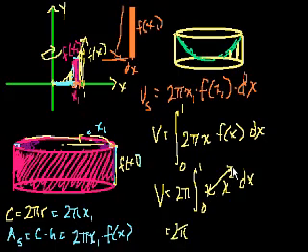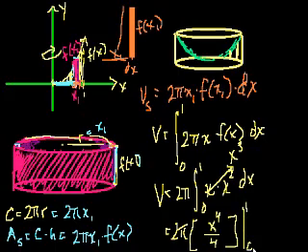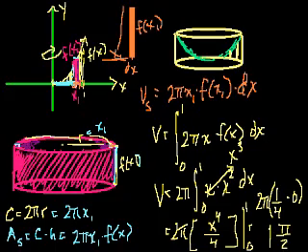This is just x to the third, right? So it's going to be 2 pi times the antiderivative of x to the third. Well, that's x to the fourth over 4, evaluated at 1 minus evaluated at 0. Well, that equals 2 pi times, well, 1 to the fourth is 1, so 1/4, and then minus 0. So it's 2 pi times 1/4, and so that's pi over 2. That's the volume. And we just rotated it around the y-axis.